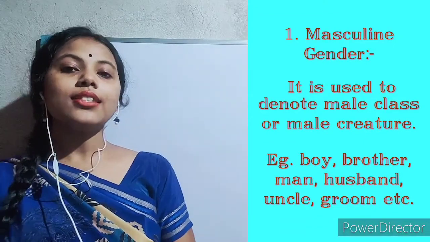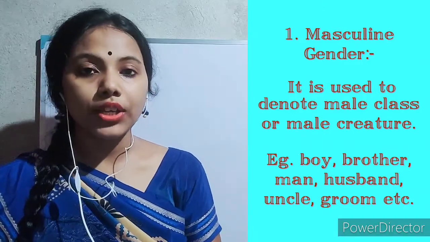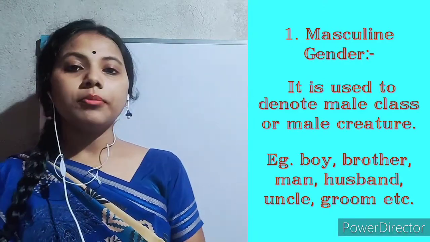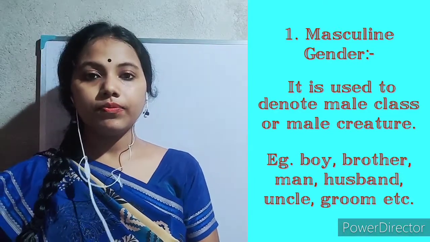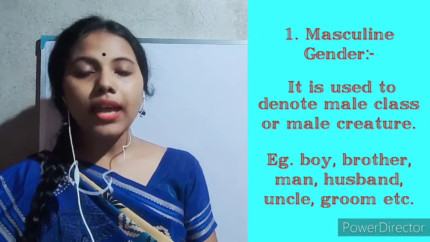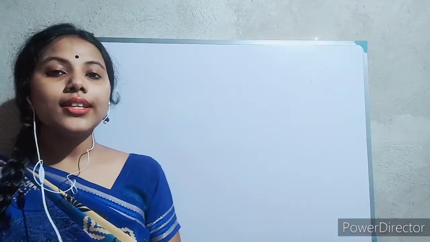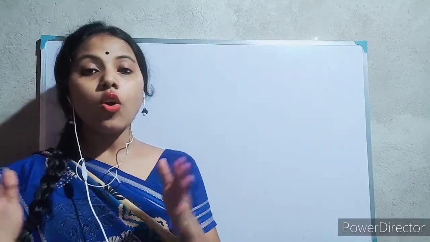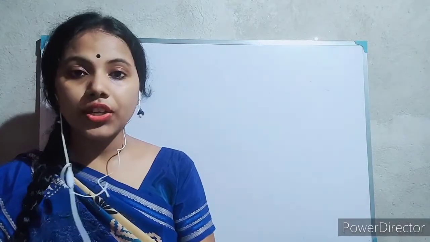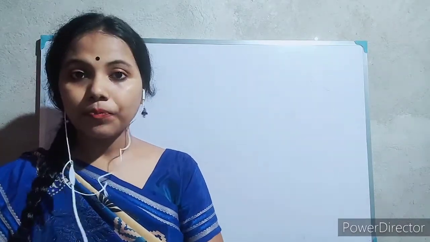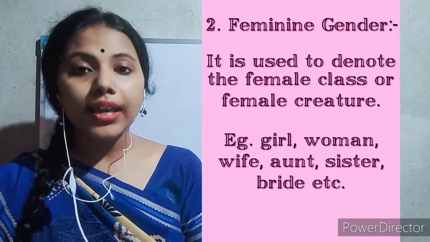Masculine gender is something which is used to denote the male class or male creature. For example, boy, uncle, husband, man, groom, etc. If you see all these examples, you will understand all of these words suggest any of the male creature or any of the male class. Now we are going to talk about the next one, that is feminine gender.